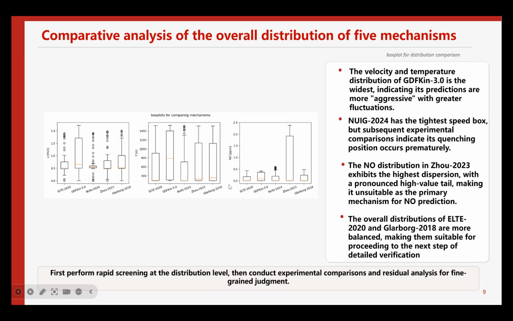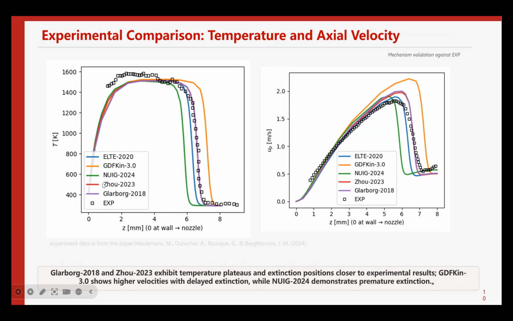This is for free flame combustion. Next, I compare the simulation results with experimental data. The data is from the paper, as you can see here. For temperature and axial velocity, Glarborg 2018 and Jiao 2023 are closer to the experimental data. GDK3 predicts higher velocity, and New 2024 shows early extinction.